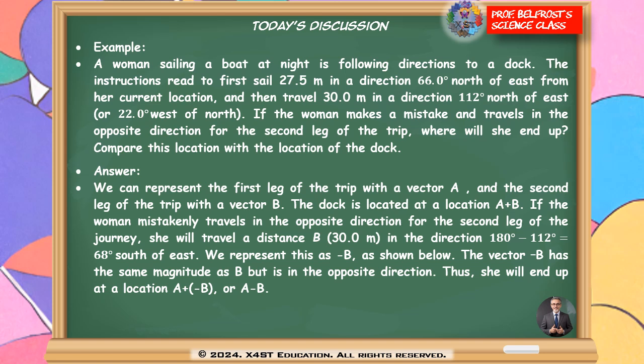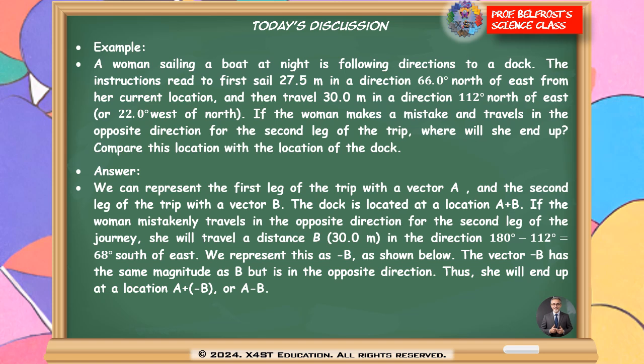So here's how we solve this problem. We can represent the first leg of the trip with vector a and the second leg of the trip with vector b. You can take any other letters, I don't mind. This is just for our convenience in this discussion. So the duck is located at point a plus b, because this is just the result. The result is the summation of both vectors.